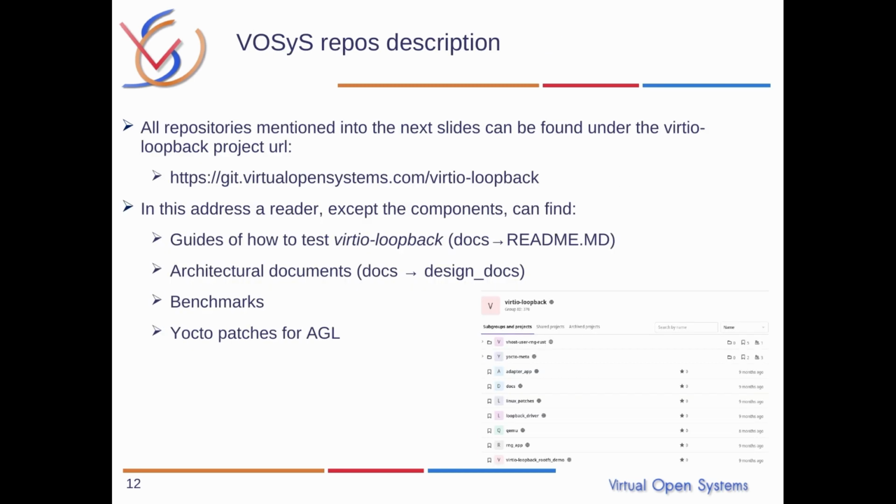All the repos mentioned in the previous slides can be found on the Virtual Open Systems GitHub server. There you will also find a guide on how to test and run Virtio-BLK demos, architectural documents, benchmarks, and Yocto patches for AGL.